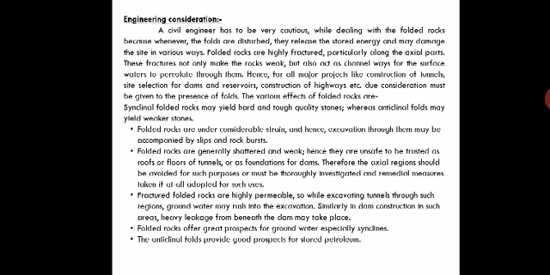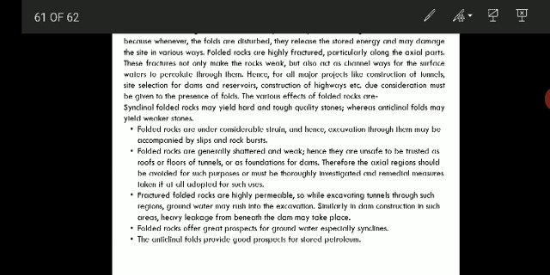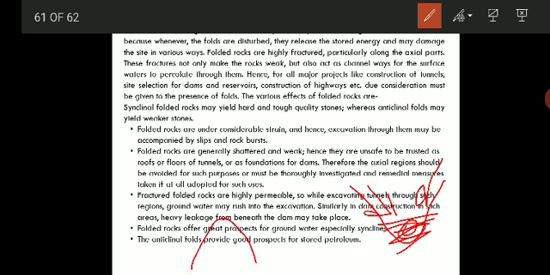The folded rocks offer a great prospect for groundwater, especially the syncline folds. What happens in a syncline? All the water will come and accumulate here, so it becomes a good reservoir for water also. Then anticline folds provide a good prospect for storage of petroleum. In an anticline fold, usually we get the petroleum deposits. So this is the engineering importance of the folds.